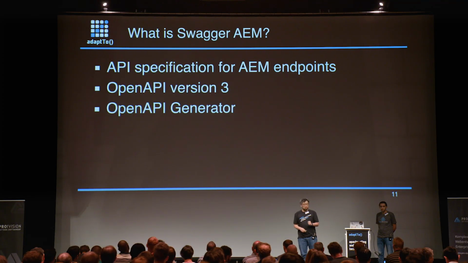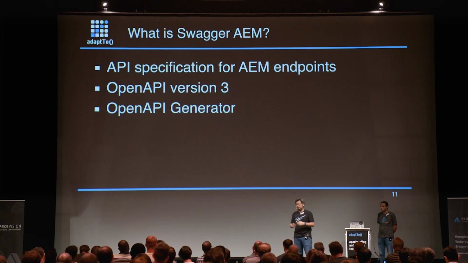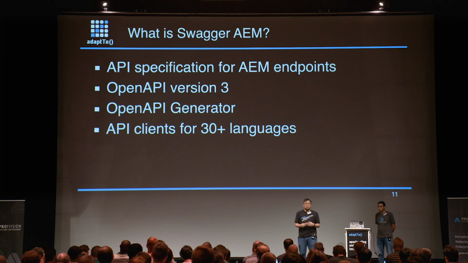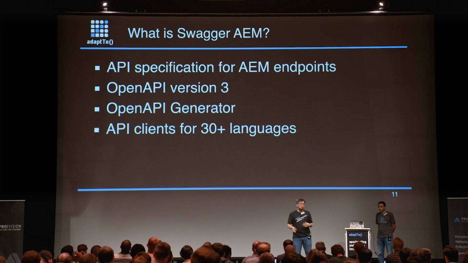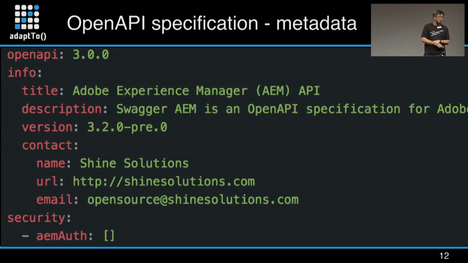And then we also use a tool called OpenAPI Generator. So this tool consumes the specification for those endpoints and then generates API clients. And the API clients that are generated cover 30 plus languages. So Python, Ruby, Rust, .NET, Golang, the popular ones, and many other tools. So there are lots and lots of them.